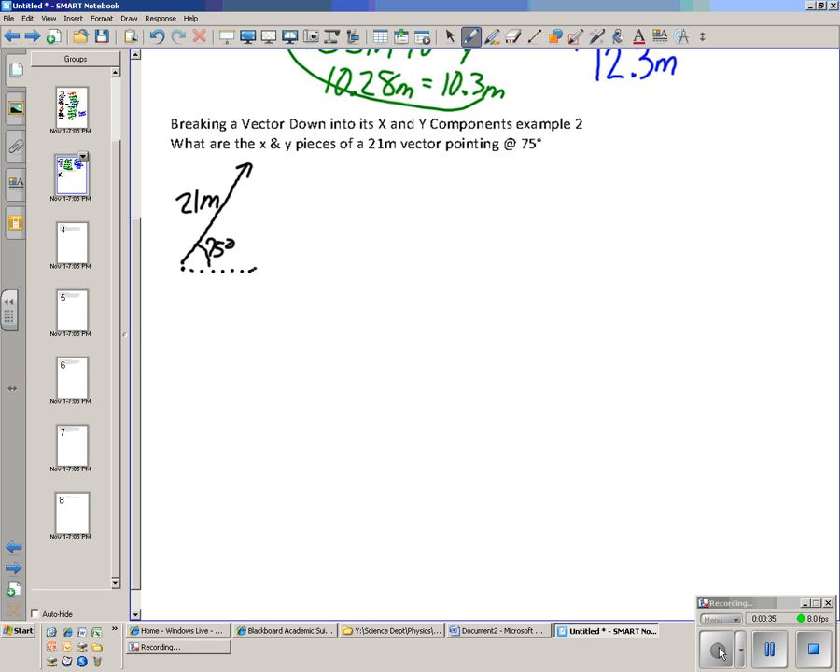Once again, we can visualize the x and the y components. So here is my x and here is my y. As before, I'm dealing with the hypotenuse and the opposite. So the hypotenuse and the opposite, according to the SOHCAHTOA mnemonic device, is going to be the SO, which is, okay, the sine of theta equals the opposite over the hypotenuse.